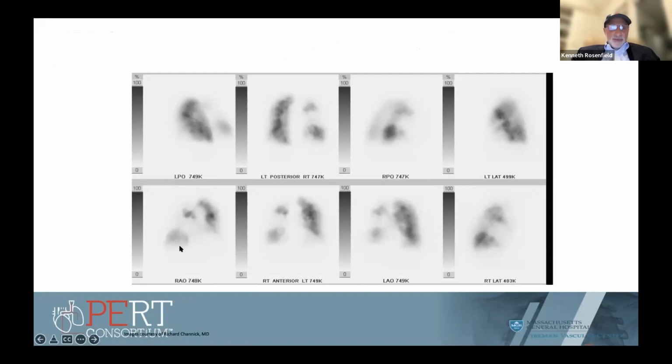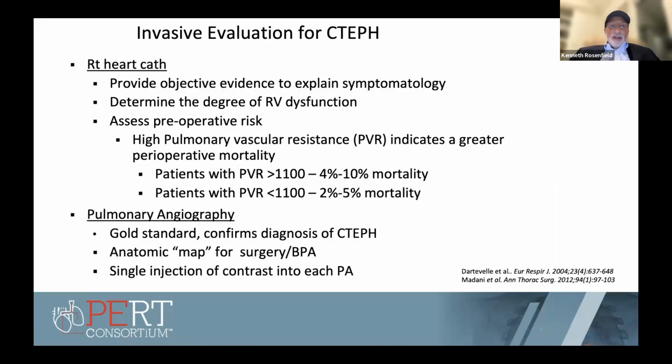You can see here's a case with lots of gaps in the perfusion. And I don't read these things very well, but I can tell you when there's CTEPH and when there's not. And you need to be able to understand that too. So what about the invasive evaluation? Right heart cath provides that incredibly important and objective evidence about the pulmonary pressures and so on, and the cardiac index.